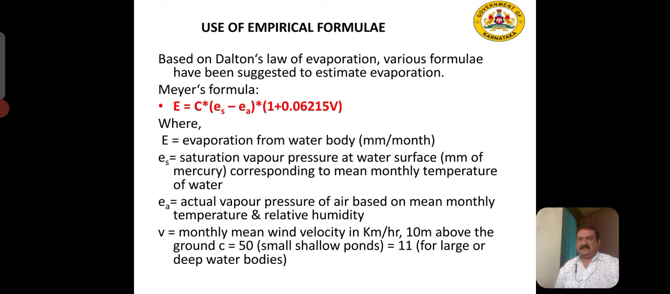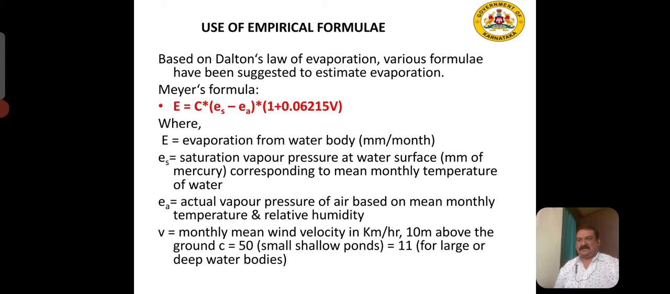Based on Dalton's law of evaporation, various formulas have been suggested to estimate the evaporation. Mayer's formula is here. Mayer's empirical formula: E is equal to C into (ES minus EA) into (1 plus 0.06215 V). E is evaporation from water body, in mm per month.